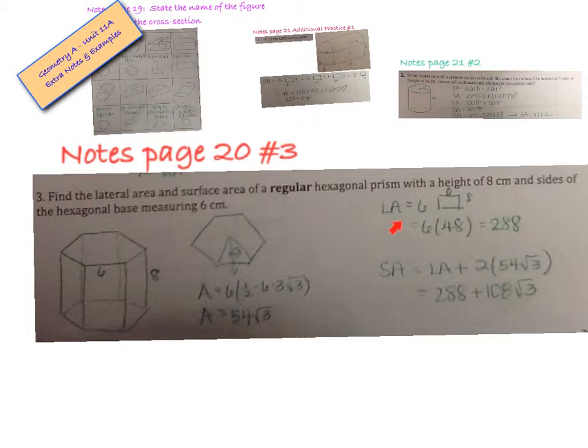To do the lateral area, when I went through and did that, I found the area of each of the 6 rectangles, 6 by 8, and got 288. And then for the surface area, I went through and said, oh, well, that's the lateral area plus 2 bases of 54 radical 3, and I added those together.